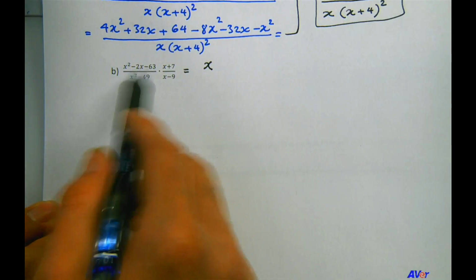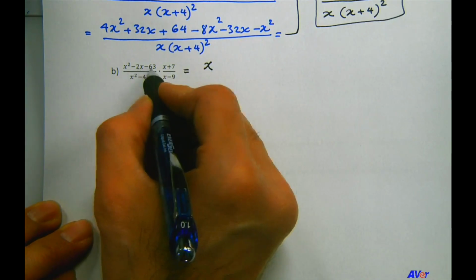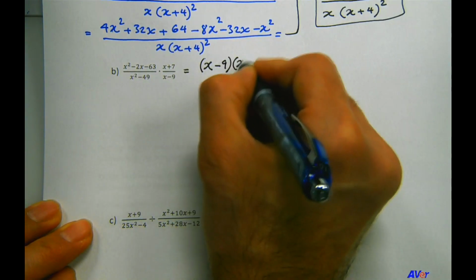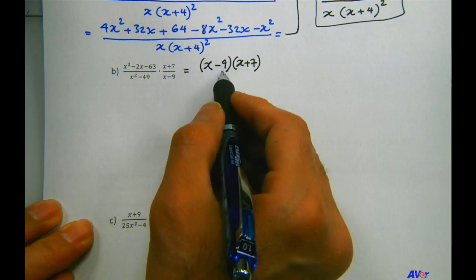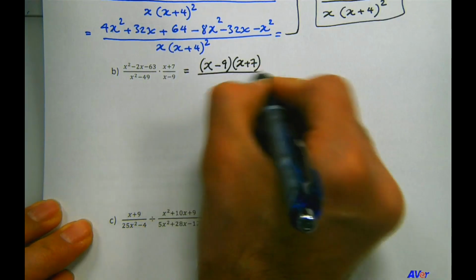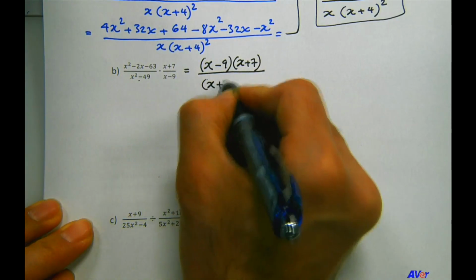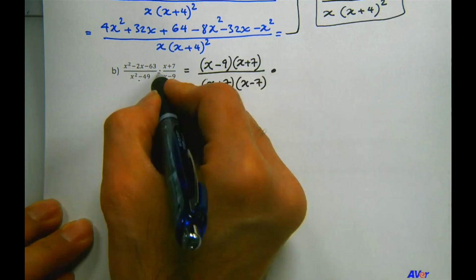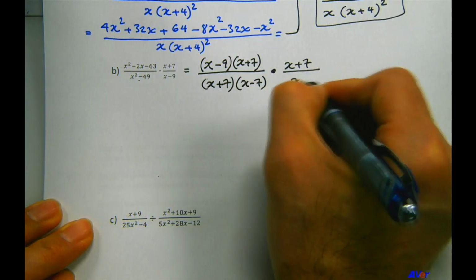By the way, let's also factor the numerator. So that would be x squared minus 2x minus 63. That would factor out to (x minus 9)(x plus 7). We discussed factoring last class or last video. Now we can put it to good use. Over x, factor this out: (x plus 7) times (x minus 7), times x plus 7 divided by x minus 9.